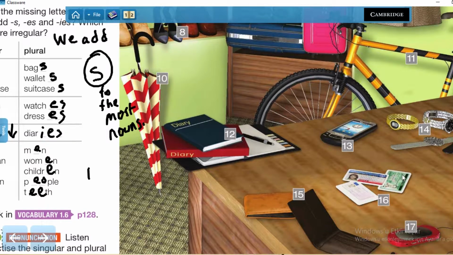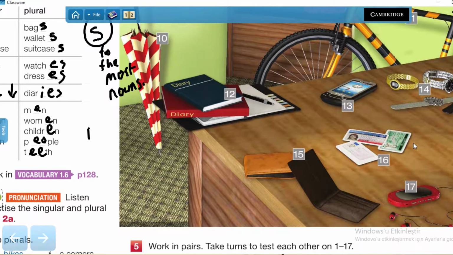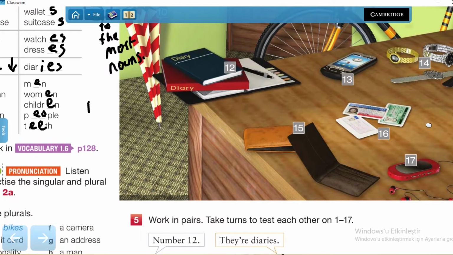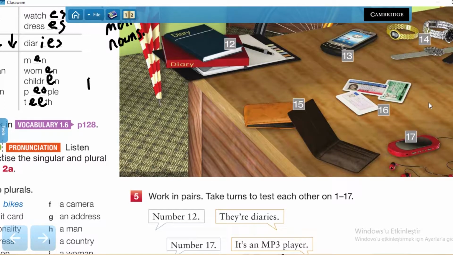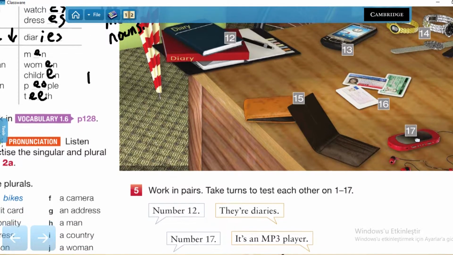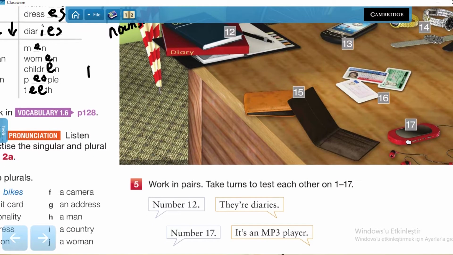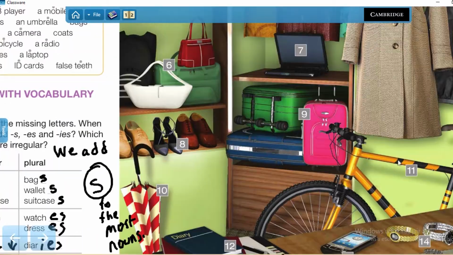2. A watch, but we have 2. So the plural form, watches. Number 15, again 1 and 2. So wallets. A wallet, the plural form, wallets. We add S. And number 16, an ID card. 1, 2, 3. ID cards. We add S again. Number 17, I think this is the last possession. This is the last property. An MP3 player. So we have these singular and plural forms.